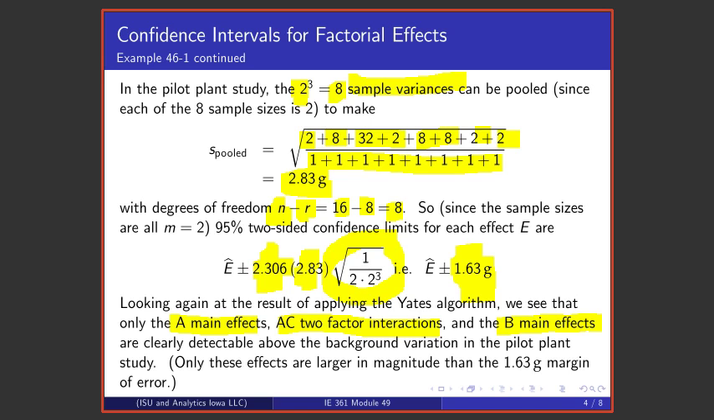What that means is the rest of those fitted effects are so small that they're smaller in magnitude than their margins of error. We don't really know whether, for example, the C main effect is positive, negative, or 0. And so really the only effects that are larger than this margin of error are these.